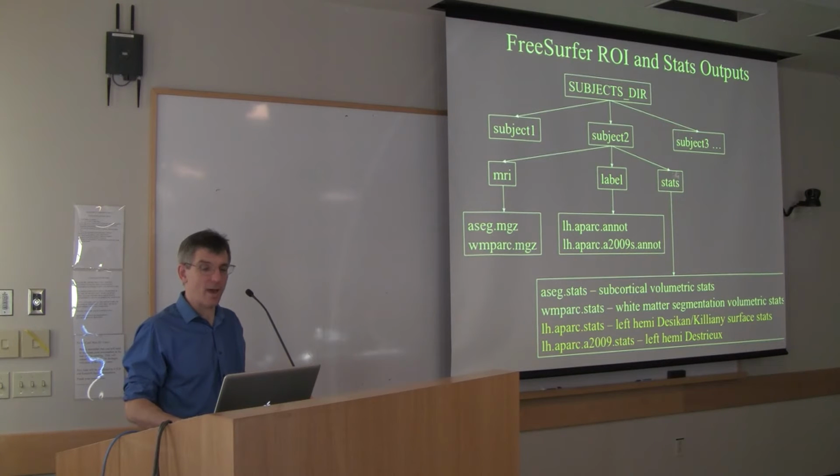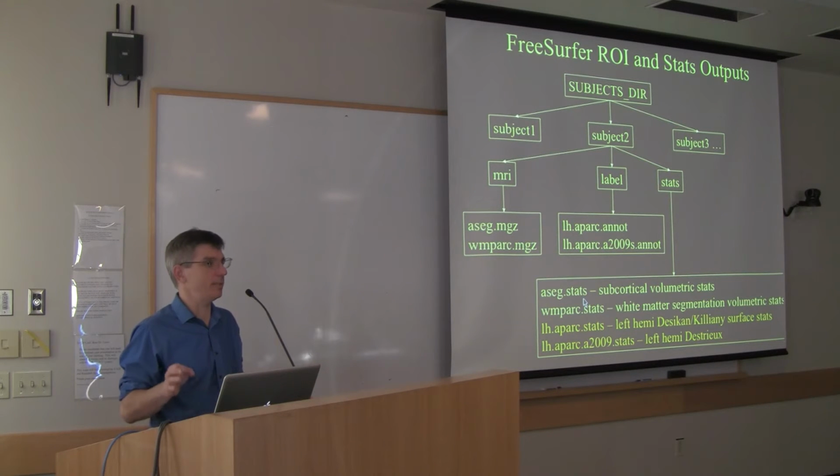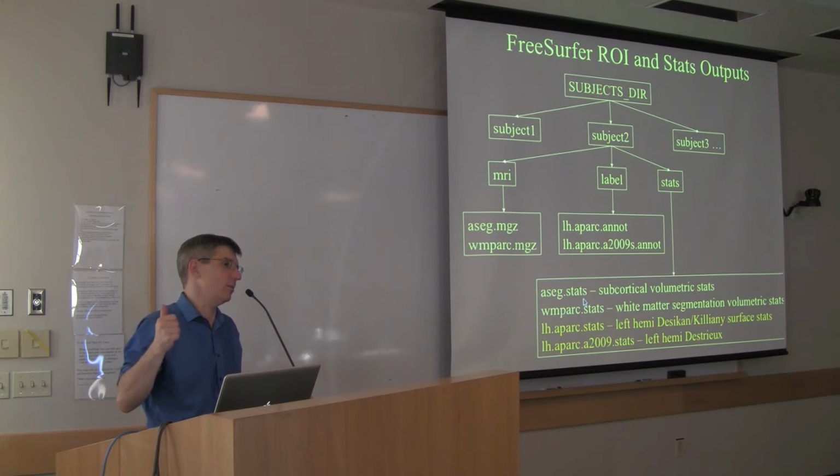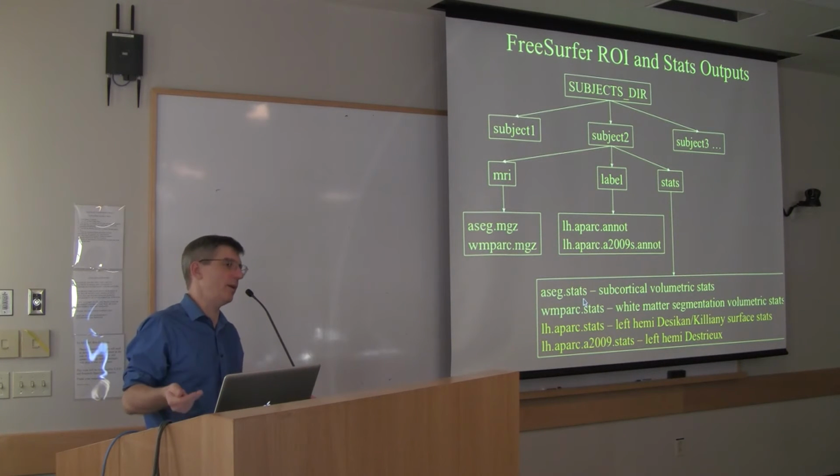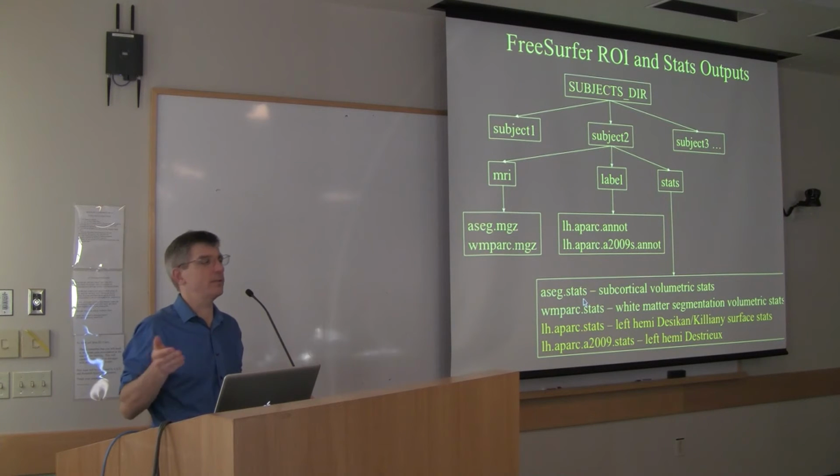And then finally, you have stats files underneath there, where you have aseg.stats, and these are simply text files that have tables of data in them. So the aseg.stats has a text file that has the volume of hippocampus, the left hippocampus volume, right hippocampus volume, left amygdala volume, right amygdala. It has all of those structures and the volume for all of those structures that are in there. And as does the wmparc.stats. And then all of these stats files are just simple text files that have tables.